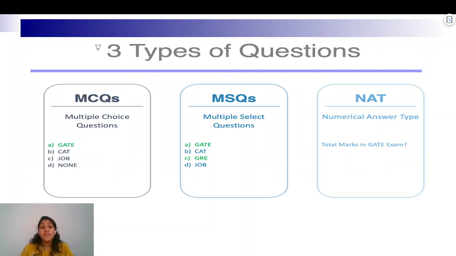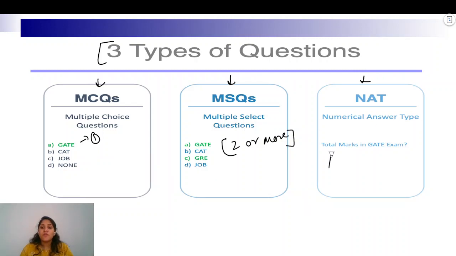What kind of questions do we have in the exam? So there are basically 3 types of questions in the exam. One is MCQ, where one option is correct, right? Second is MSQ, where multiple options can be correct. So 2 or more options could be correct, right? This is also one kind of question. And third one is NAT, which is numerical answer type.